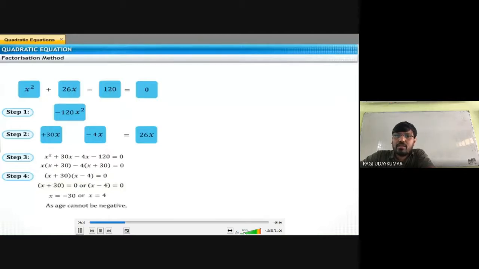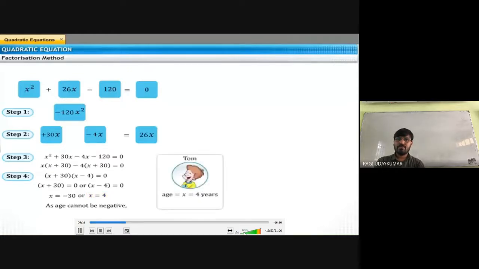And as ages cannot be negative, whatever ages we take in this problem, x square plus 26x minus 120 is the Tom and Harry problem, the solution is for that only. So ages cannot be negative. So x is equal to minus 30 is not possible. So x is equal to 4 should be taken into consideration. Therefore, Tom's age is 4 years and Harry's age is 10 years.